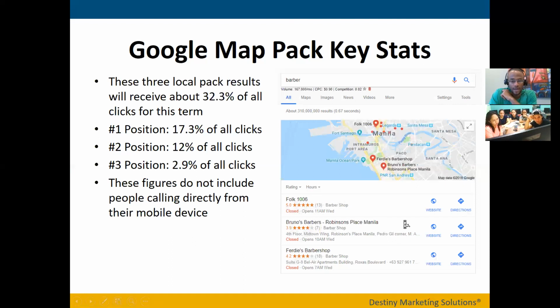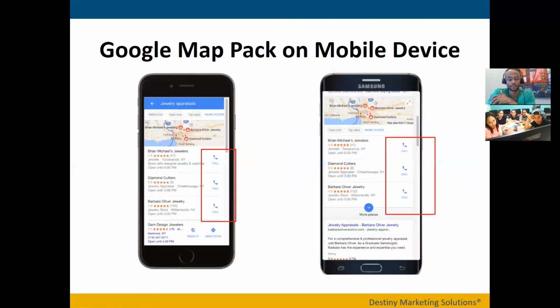And it's important to note that all of these searches are from me searching from my desktop computer, but it doesn't consider people that are calling directly from their mobile device. So when you're looking on your mobile phone, it looks a little bit different. Instead of having the website link, you can actually call that business directly from your phone. So that's really another important reason why you want to try to rank in the local pack, because it makes it easier for your potential customer to contact you.